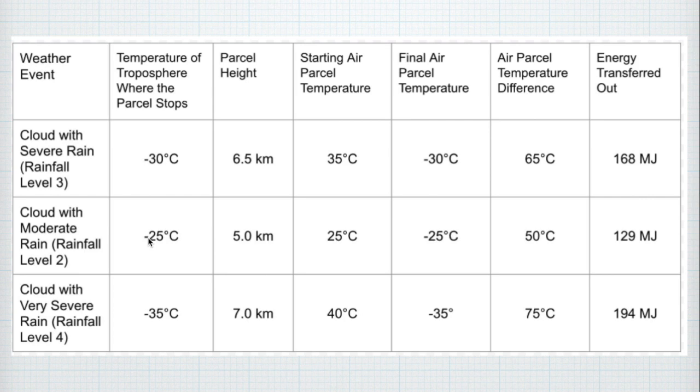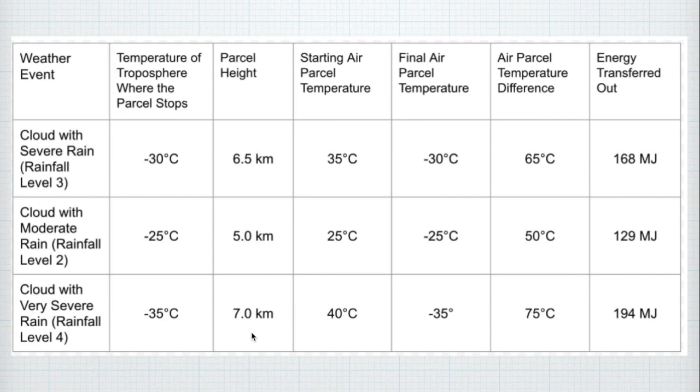And which test did it rise the highest? It rose the highest when it was here at 7 kilometers, and if we look here, the air temperature was 40. So we're looking for a pattern. When it was the second highest, which was 6.5, it was 35 degrees at the starting temperature. And the third, or the lowest, was 5 kilometers, and the starting temperature was 25. So the pattern is that the higher the initial temperature when the air parcel starts to rise, the higher it goes in the troposphere.